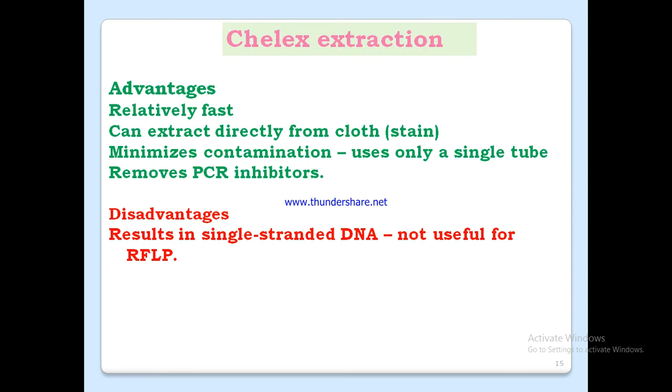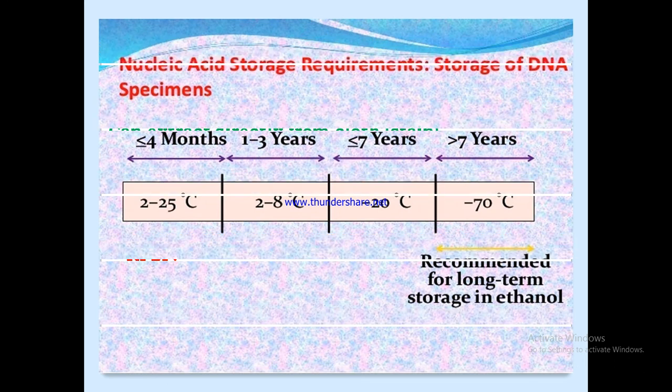Chelex extraction. Advantages: relatively fast, can extract directly from cloth stain, minimizes contamination, uses only a single tube, removes PCR inhibitors. Disadvantages: results in single-stranded DNA, not useful for RFLP.